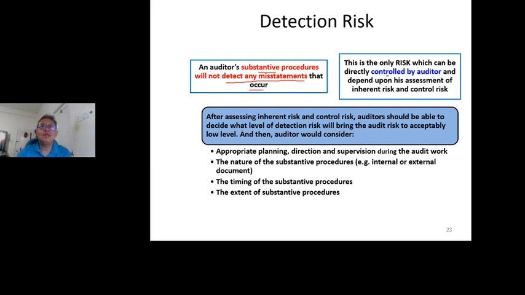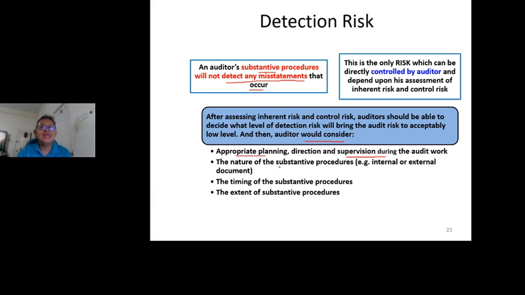How to control the risk? For detection risk, maybe you have a very good process of risk assessment, a process of assessing the control risks, and also the amount of evidence. These are controlled by the auditors. So if the auditors are not able to control it properly, then they are prone to be exposed to detection risks. Now, therefore, the auditor will need to consider the following to minimize the detection risk. They must have appropriate planning, direction, and supervision during audit work. The audit work needs to be supervised properly and also have very good planning.